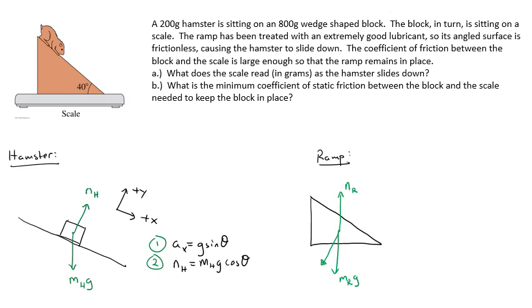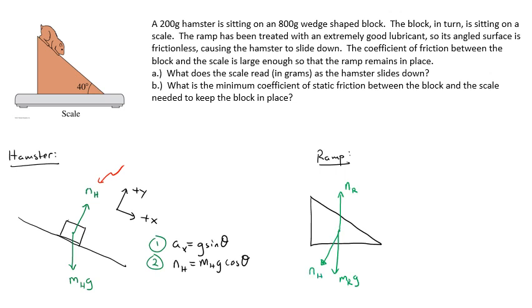That must be equal to the force that the ramp exerts on the hamster, equal and opposite, right? By Newton's third law. So the force that the hamster exerts on the ramp is equal and opposite to the force that the ramp exerts on the hamster. The force that the ramp exerts on the hamster is NH, right? That's this thing. So that means that this force that we just drew has to have a magnitude NH, right?